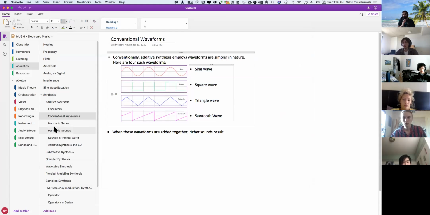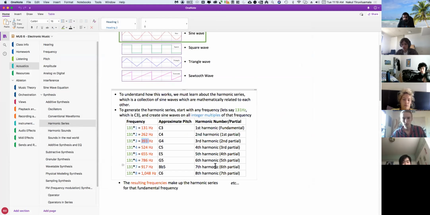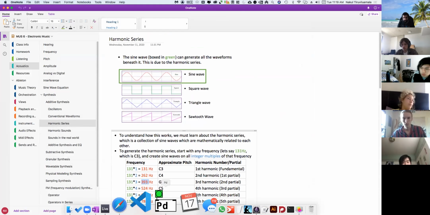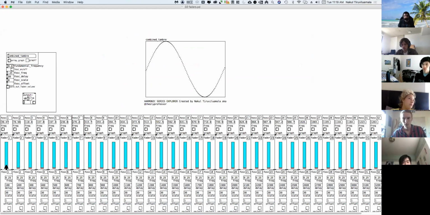And so, with that being said, I can show you an example of this, right? An example of generating all these different timbres. So let's say I have this particular low frequency.